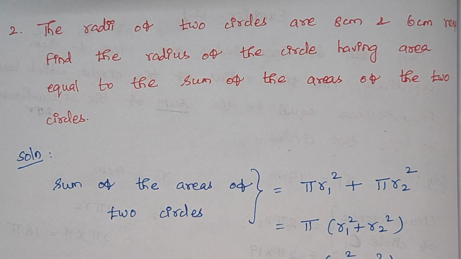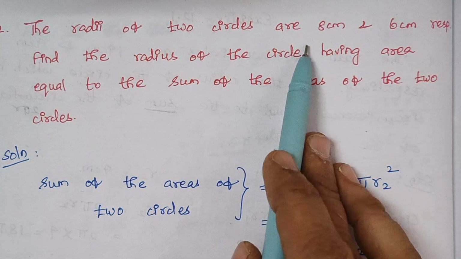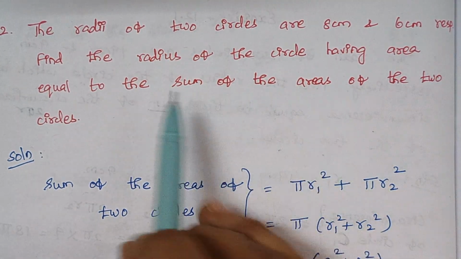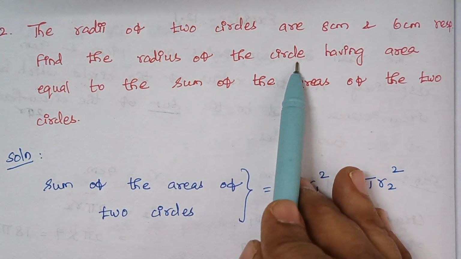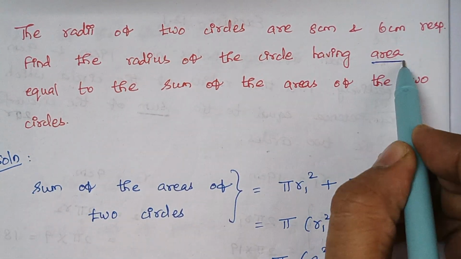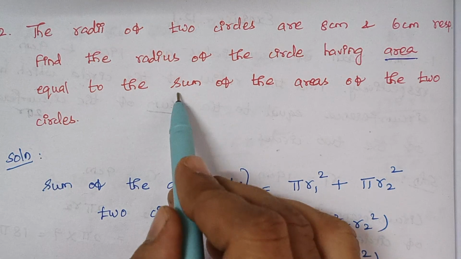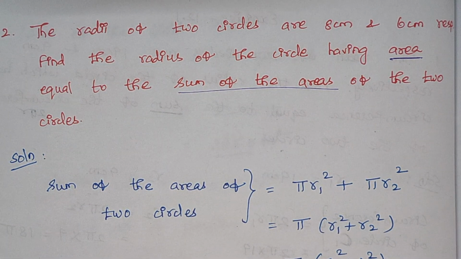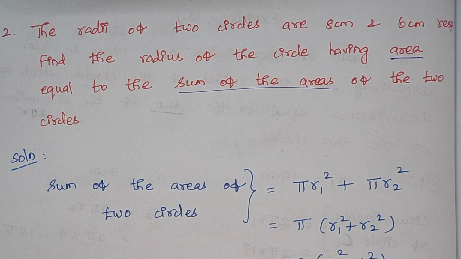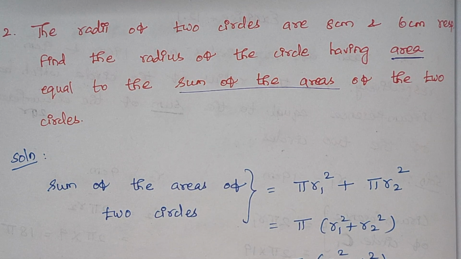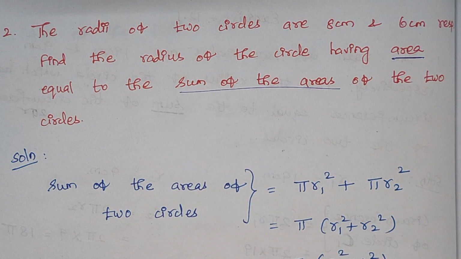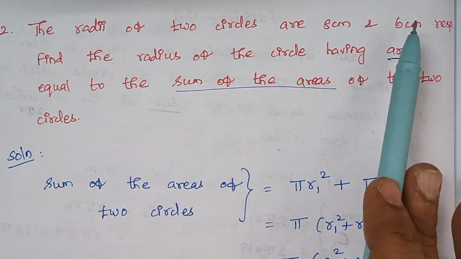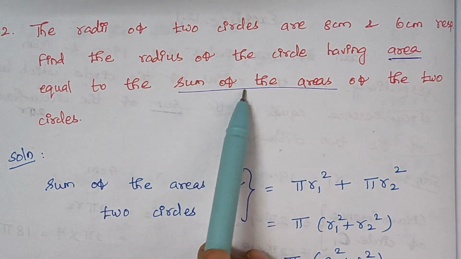Problem number 2: The radii of two circles are 8 centimeters and 6 centimeters respectively. Find the radius of the circle having area equal to the sum of the areas of the two circles. The first problem discussed circumference and this second problem deals with area. First we have to find the area of circle 1 and the area of circle 2 and then add.